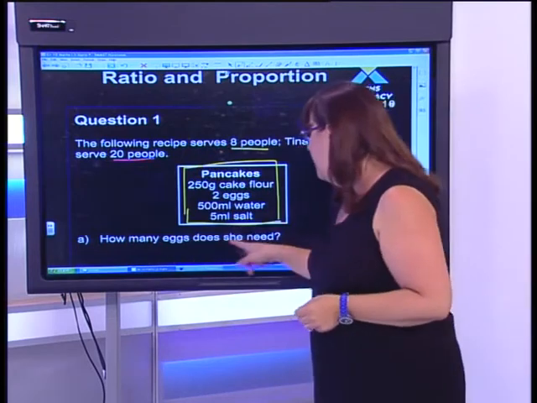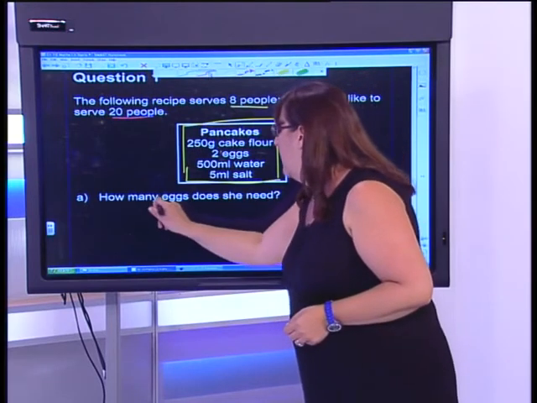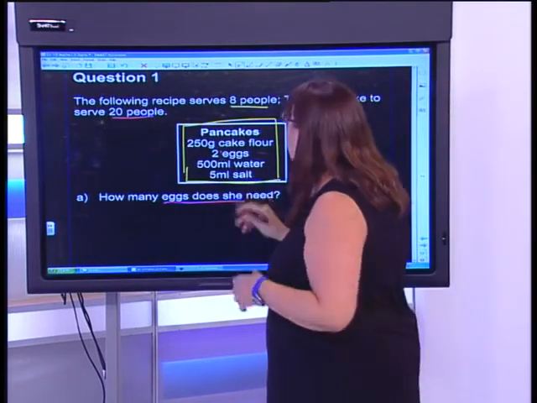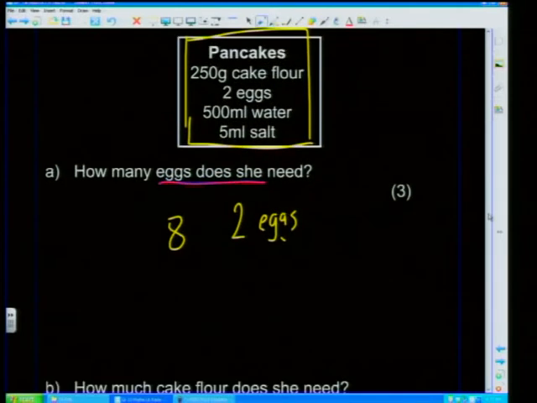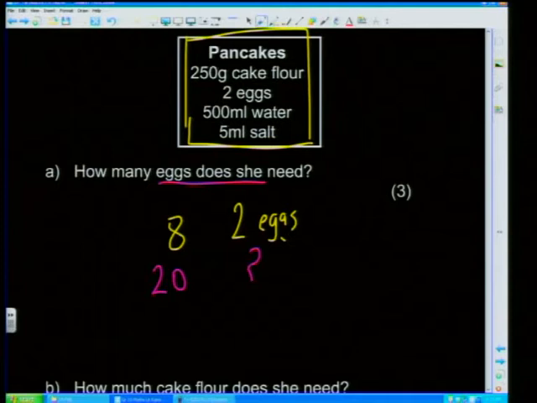So let's read the question. Well, it says, how many eggs does she need? There you go. So now my question with eggs is now related to the 20 people. So I want you to work out, what do we know? So we know that 8 people need 2 eggs. So my question is, if I've got 20 people, how many eggs do I need? So now what do I do from 8 to get to 20? Well, I'm going to times it by 20 over 8. And then I'm going to do the same thing on the side. I'm going to times it by 20 over 8.